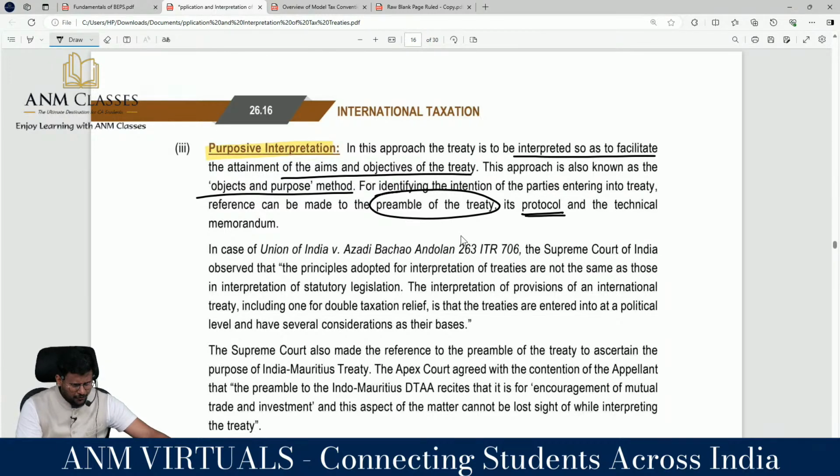Sir, is it for exchange of information? Is it for sharing of tax liability? Is it for avoiding double taxation?